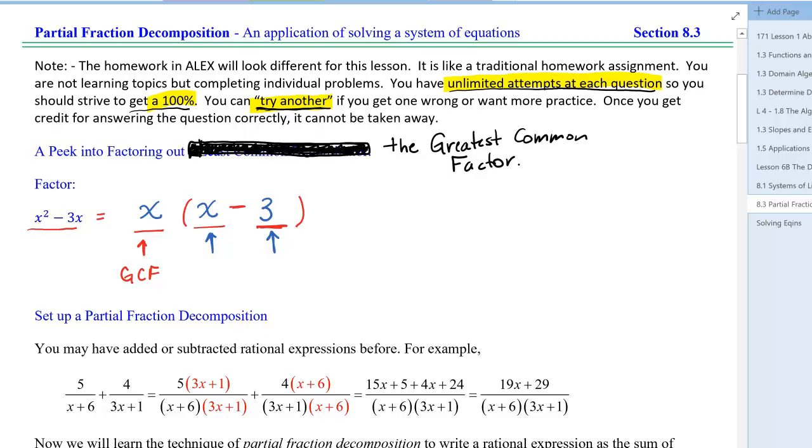So factoring is kind of undoing what we've been doing so far, so kind of working backwards. So we've been using the distributive property so far this semester, but now we're kind of undoing that.